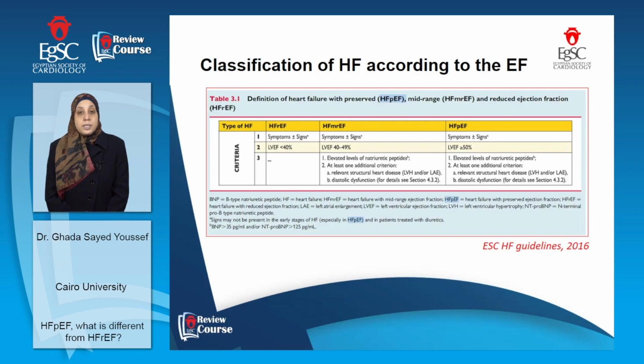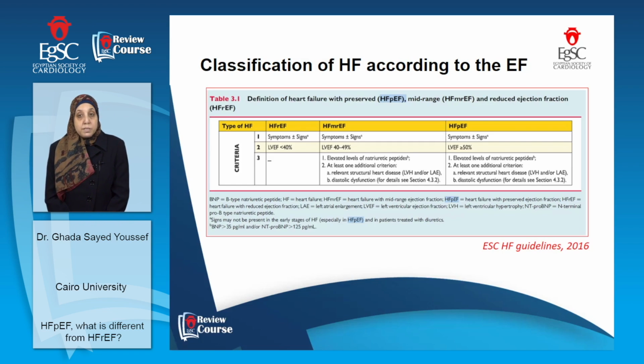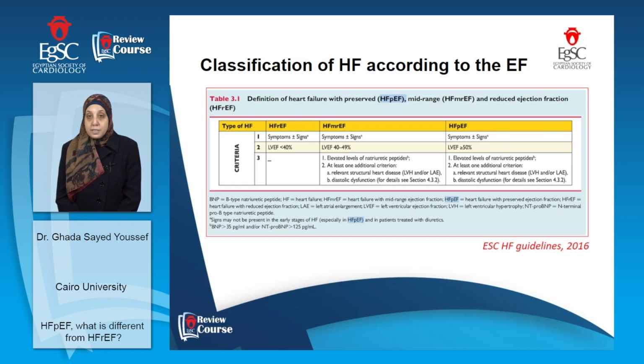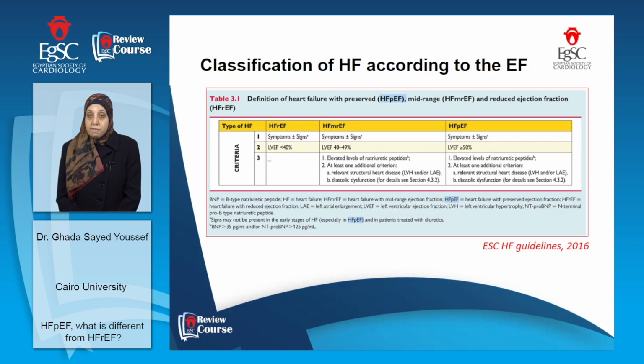The European Society guidelines classified heart failure according to the ejection fraction, and they did this classification because heart failure studies showed that patients with reduced ejection fraction had mortality and hospitalization benefits from certain drugs and certain devices. So they classified heart failure according to the ejection fraction into 3 types. Heart failure with reduced ejection fraction, in which the ejection fraction is typically less than 40%. Heart failure with preserved ejection fraction, where the ejection fraction must be more than 50%.